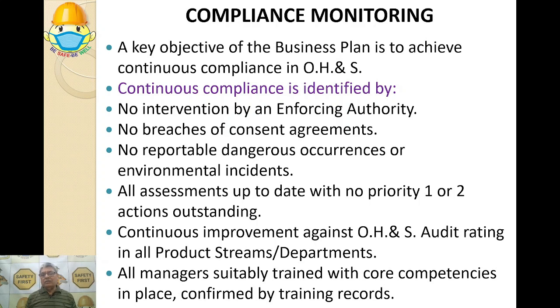Continuous improvement against OH&S audit rating in all product streams and departments. So whatever the audit rating is for the different departments and product streams, you have to see that there is a continuous improvement against that audit rating. Means if the audit rating is low, you have to see how you are going to get a higher audit rating. All managers suitably trained with core competencies in place, confirmed by training records.